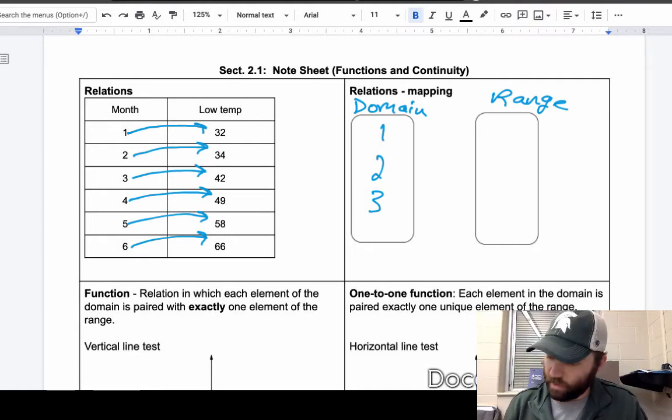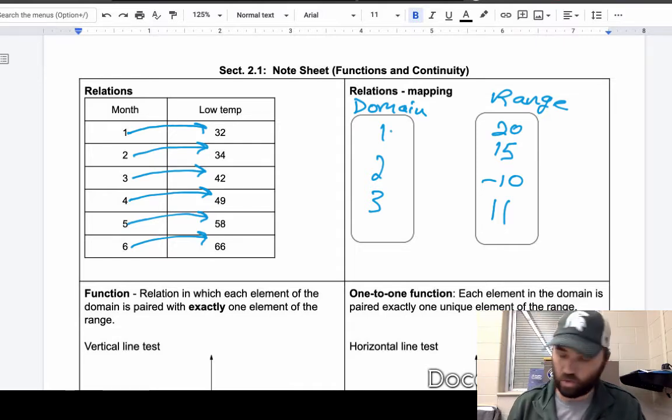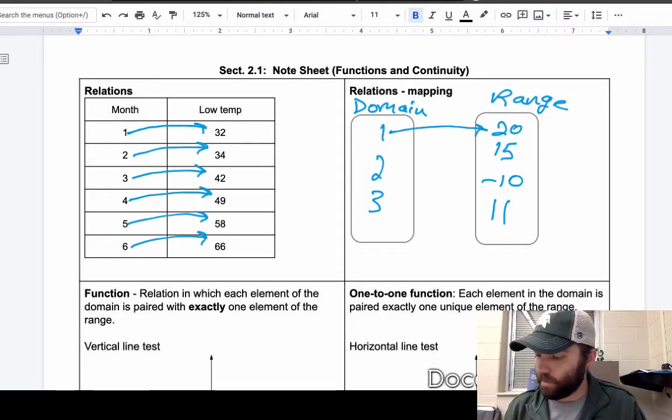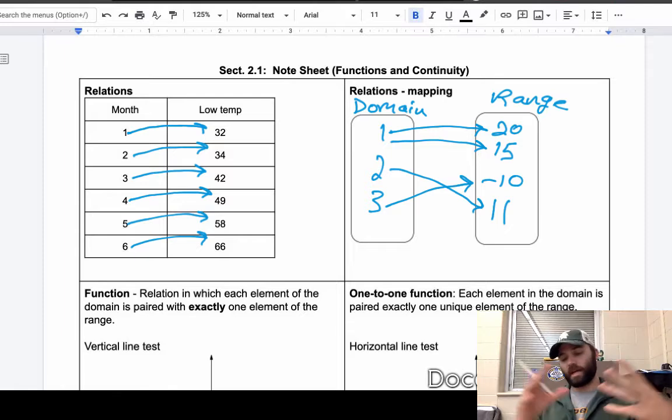All right, so let's put some numbers over here. Maybe we've got 20, maybe we've got 15, -10, and 11. And so maybe 1 maps to 20, and maybe 1 maps to 15 as well. And maybe 3 maps to -10, and maybe 2 maps to 11. Okay, I'm just making these up. But this is called a mapping, and the mapping has to do with you've got the domain, the inputs, you've got the range, the outputs, and the mapping piece is the arrows showing which values go to which other values.